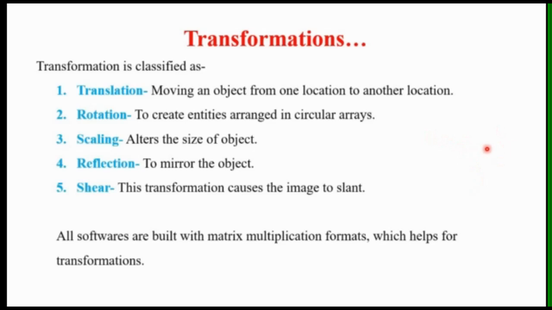Scaling alters the size of the object. That means we can reduce the size of the object as well as enlarge it very easily with this scaling transformation. Similarly, reflection is there to mirror the object: when we produce one object in this coordinate system and want to create another object, the reflection or mirror option can be used. Then shear: this transformation causes the image to slant.